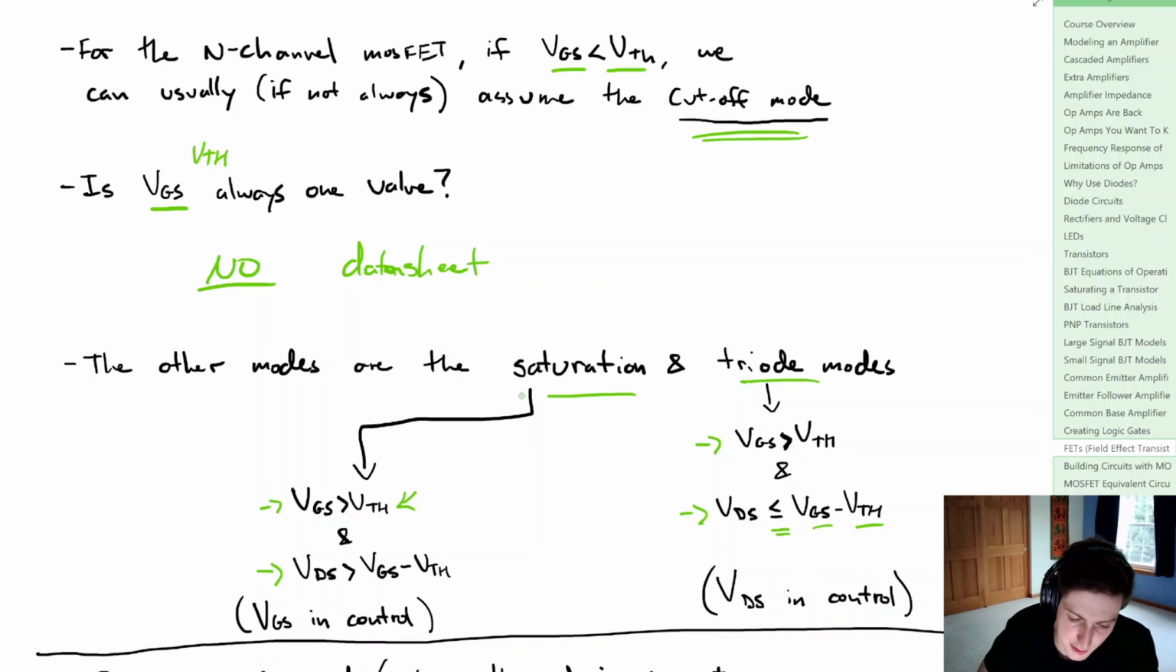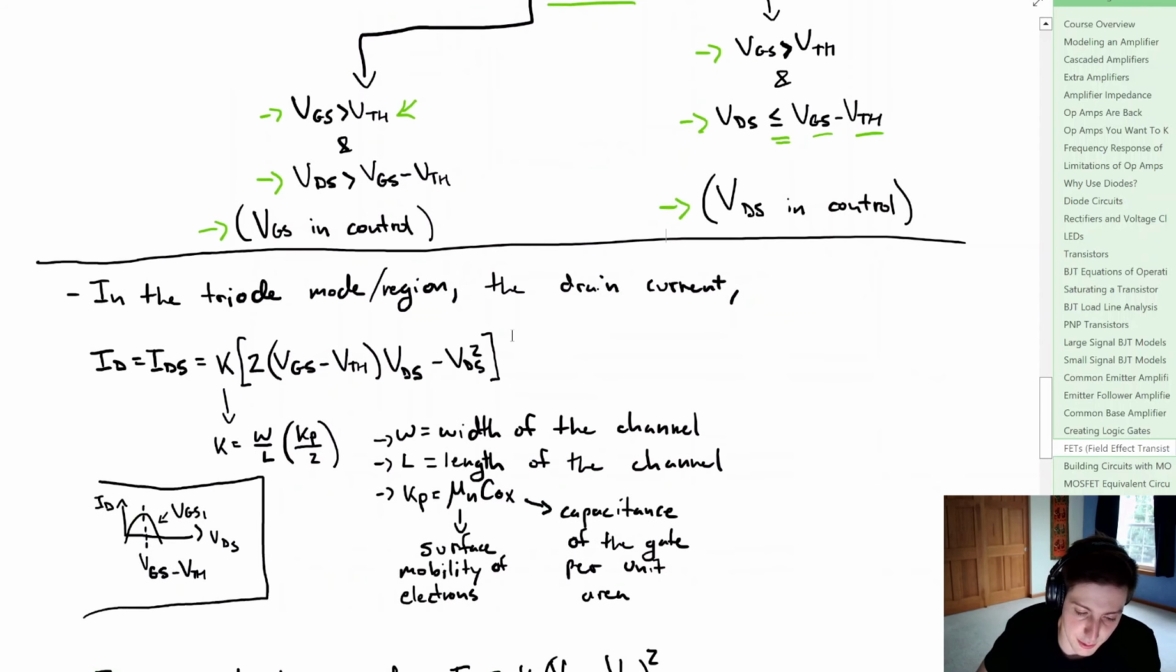The way that I always liked to think of this when I was a student was that in the saturation mode, VGS is in control, and in the triode mode, VDS is in control. Now, if we look at the triode mode, we can model the drain current like this, where oftentimes you might just see the drain current called I sub D, or it could be called I sub DS. If we define the drain current, it's going to be equal to K times 2 times the quantity of the difference between the gate to source voltage and the threshold voltage, multiplied by VDS, and then minus VDS squared.